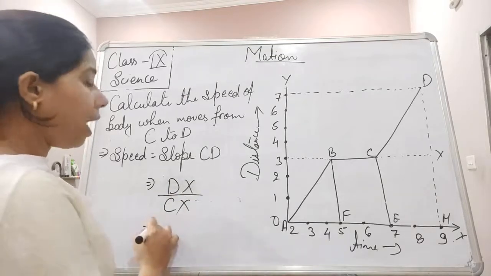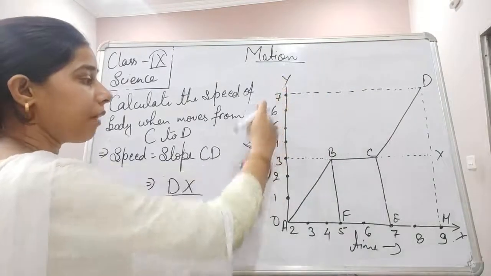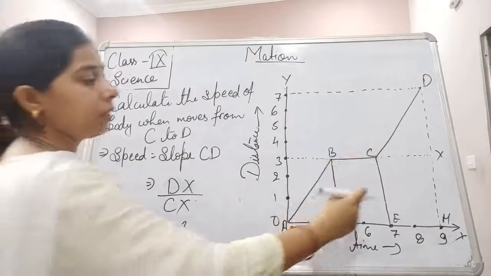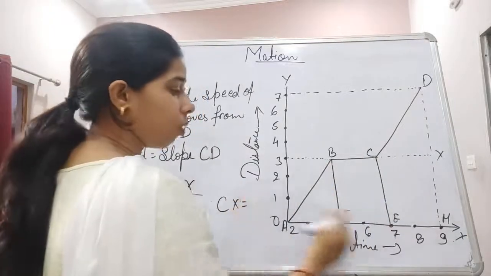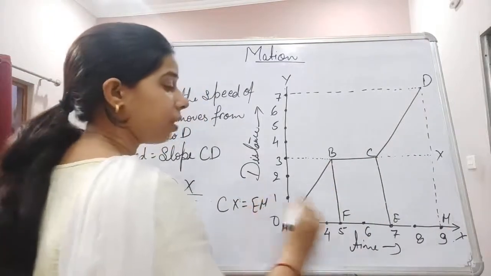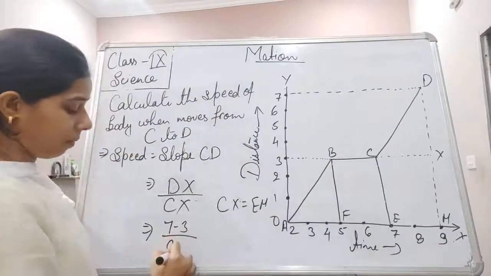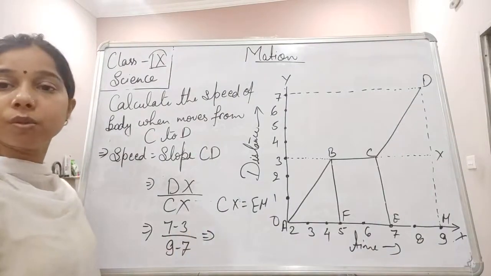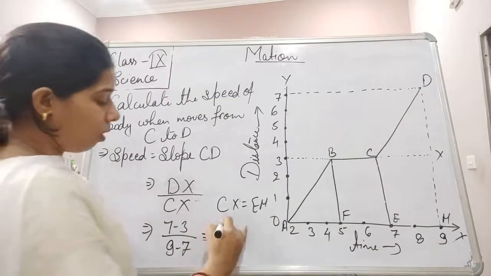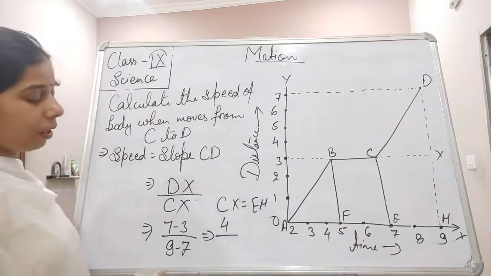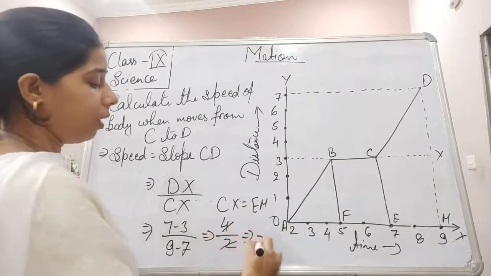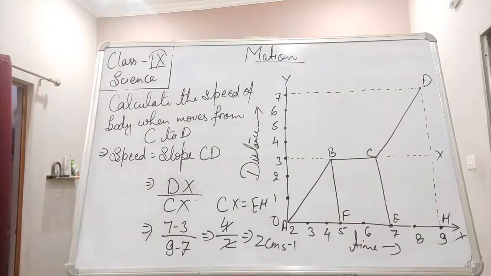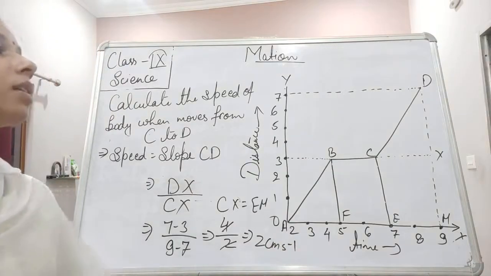dx upon Cx. And dx is equal to 7 minus 3. Cx is equal to Em, and this Em is equal to 9 minus 7. Now 7 minus 3 will be equal to 4, and 9 minus 7 will be equal to 2. So ultimately it will be 2 centimeter per second. So the value that we will get here is 2 centimeter per second.